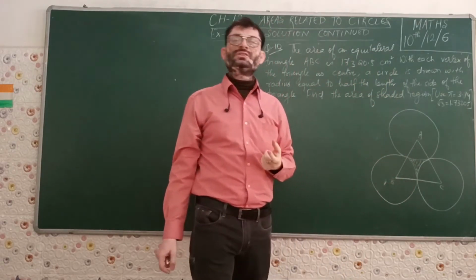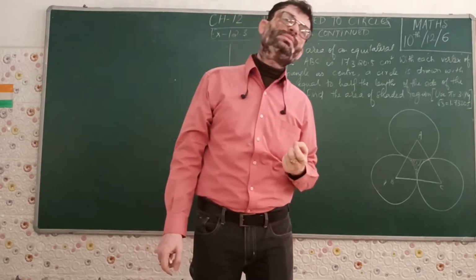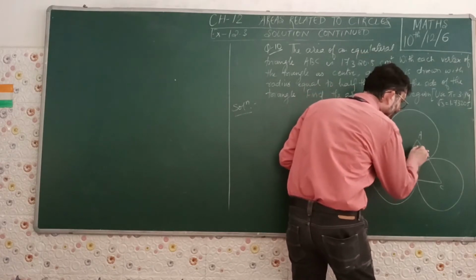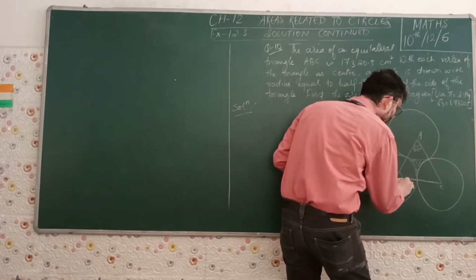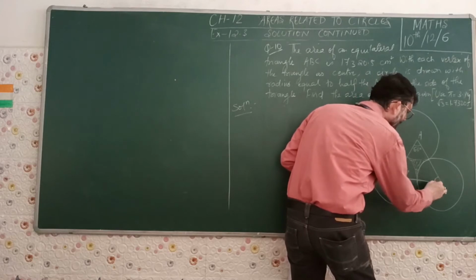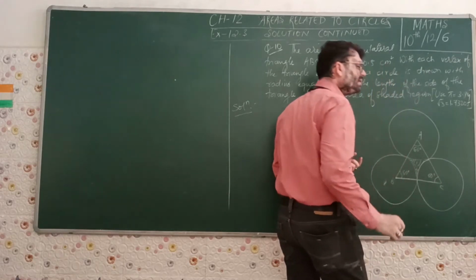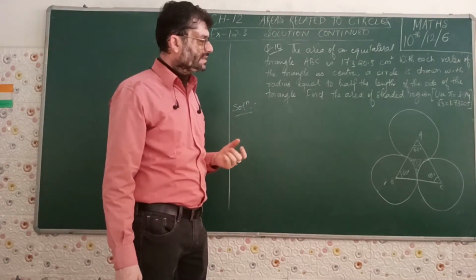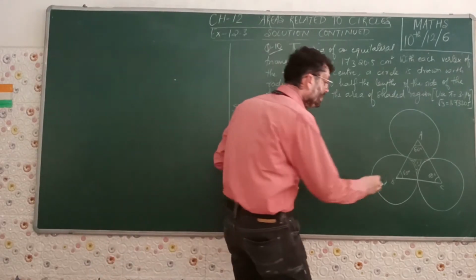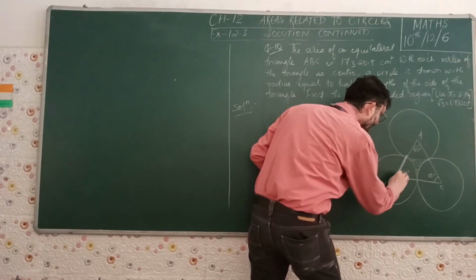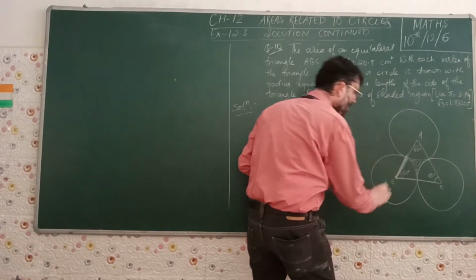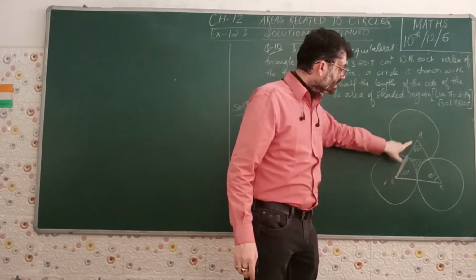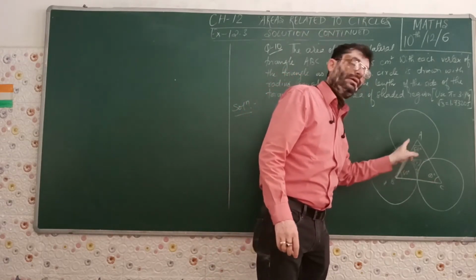In order to find the area of the sector, we know the formula is theta by 360 into pi r square. Theta, we know, since it's an equilateral triangle, all the angles are 60 degrees. So the central angle for all the three sectors is 60 degrees. We need the radius. In order to know the radius, we should know first the side of the equilateral triangle.